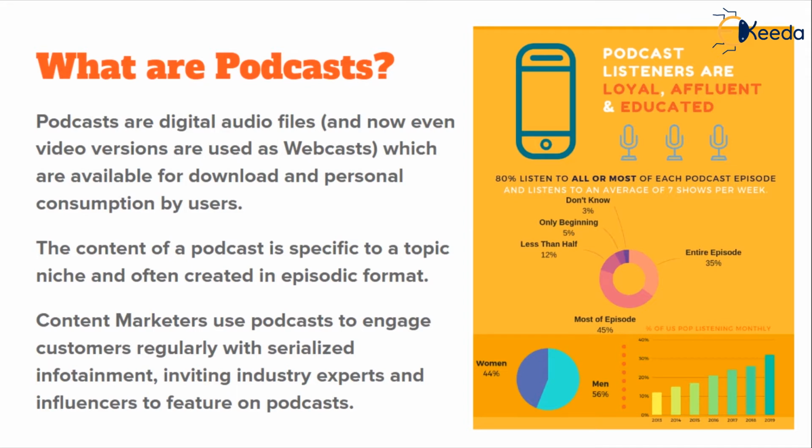The content of a podcast is specific to a topic niche and is often created in an episodic format. So as a content marketer, what you can do is identify a broad topic niche or a content niche. Within that, identify 5, 10, 20, 80, however many episodes or short form content you want to be discussed or talked about in a podcast, and then create the same. So you convert that text content into audio content or video content.